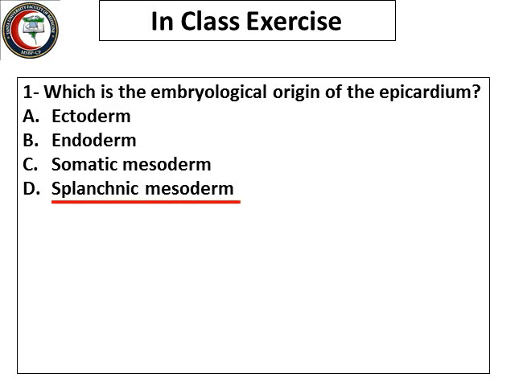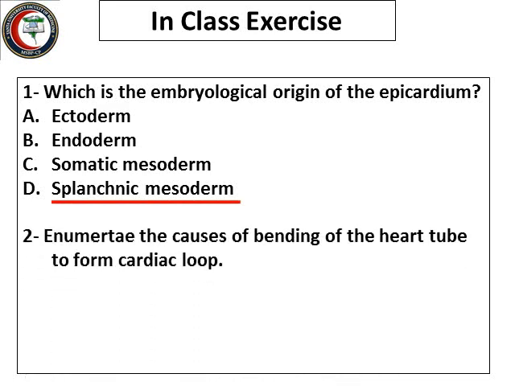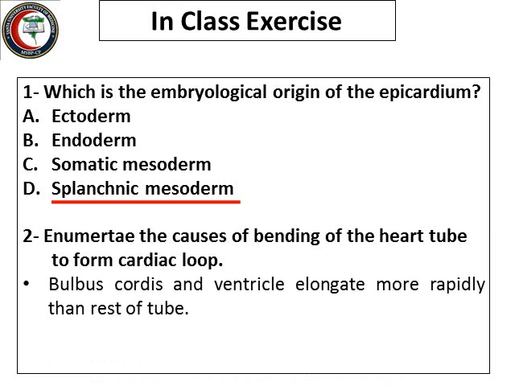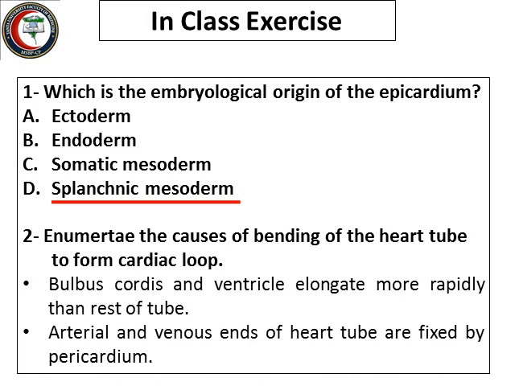Now let us see this in a class ultra short question. Enumerate the causes of bending of the heart tube to form a cardiac loop. These are two causes. Number one, the bulbus cordis and the ventricle elongate more rapidly than the rest of the tube. Number two, the arterial and venous ends of the heart tube are fixed by the epicardium.